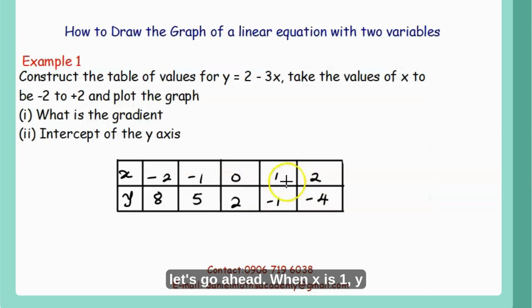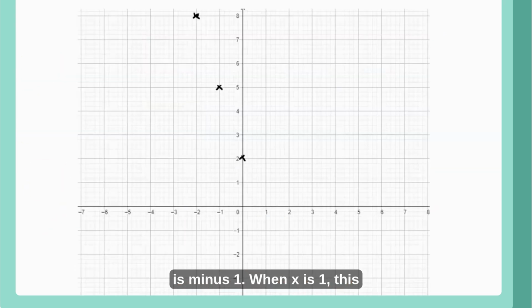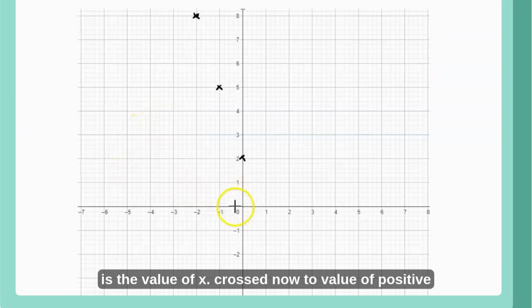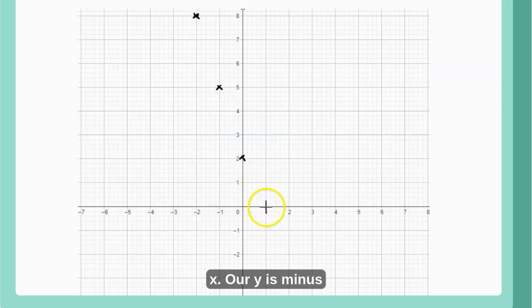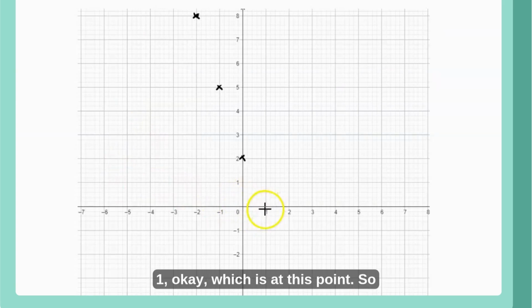When x is 1, y is minus 1. So this is the value of x. We've crossed now to the value of positive x. Our y is minus 1, which is at this point. So I'm going to put a cross and a star here.